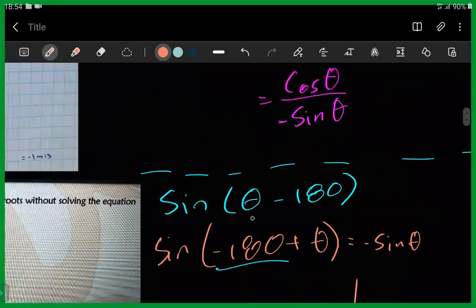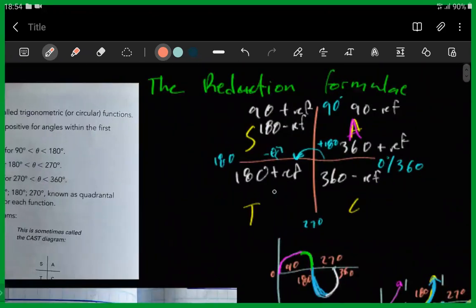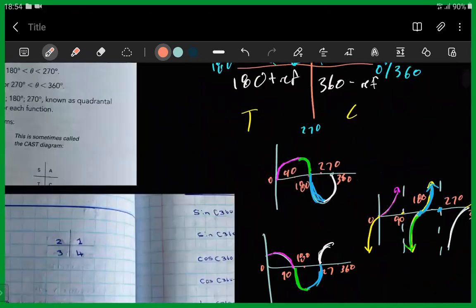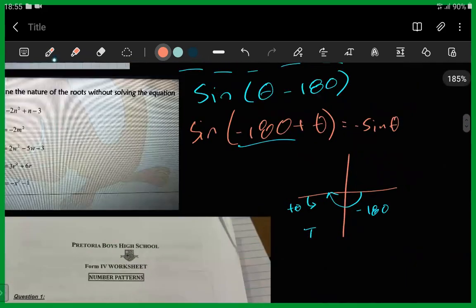If it was mixed up and they were both positive, that's not an issue. You would just swap them around. You see that it's like 180 plus theta. 180 plus theta is this quadrant. You wouldn't have any issues there. You would still just be able to work out what you need to work out.